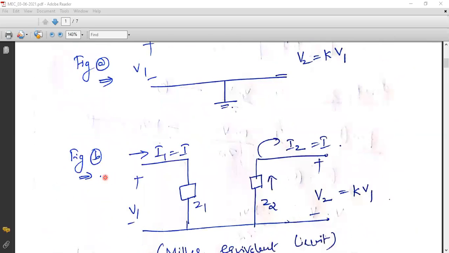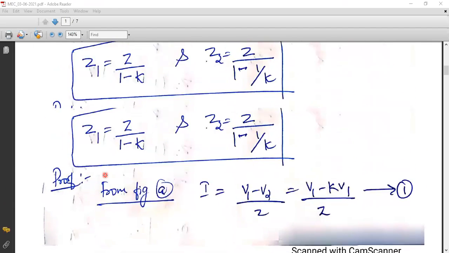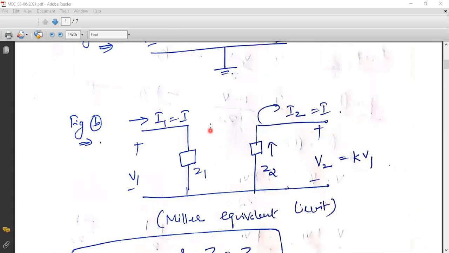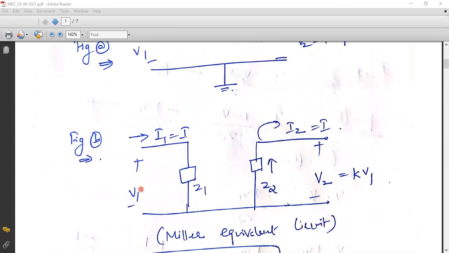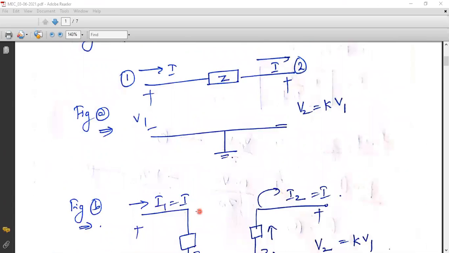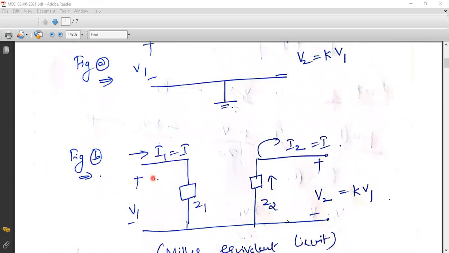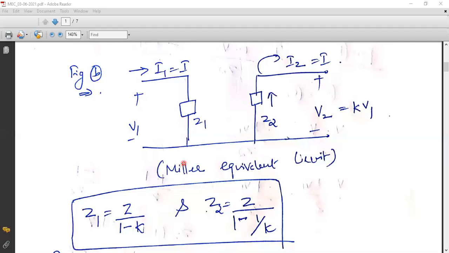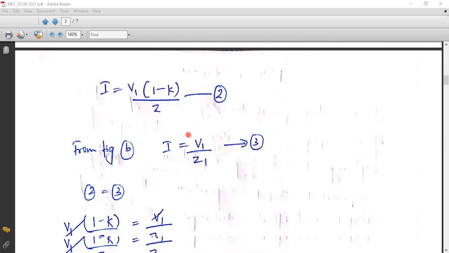Okay. Now coming to figure B. Coming to figure B, what will be the equation for I? Now you can't treat this as a single circuit because already you have splitted this into input and output circuit by placing an open circuit across the terminals 1 and 2, right? So if you observe this figure B, what will be the equation for I? This is your I. Now you can't take V2. As you said before, I is V1 by Z1. Clear? Is that clear?